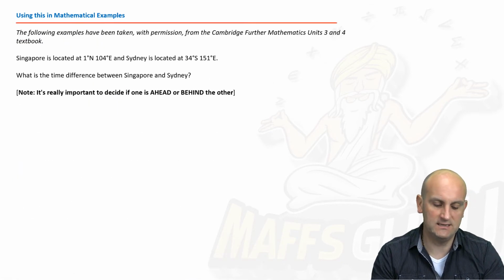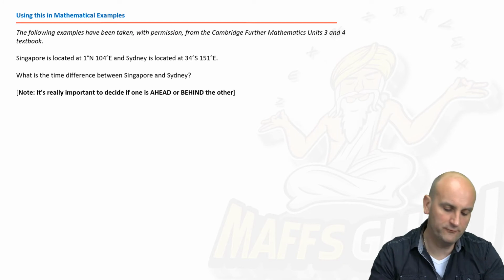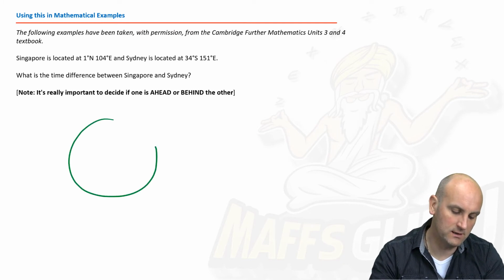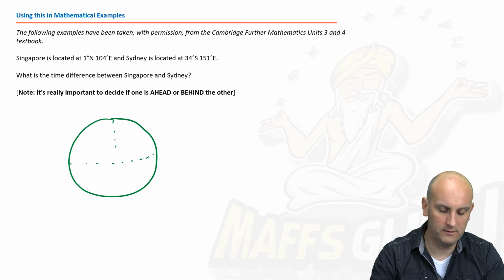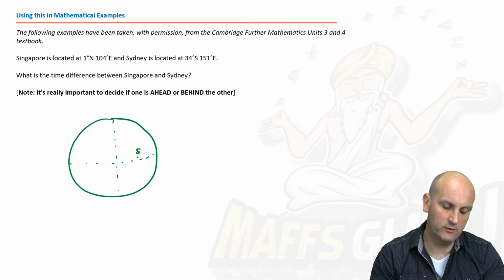Singapore is located at 1 degree north, 104 degrees east. So here is my map. Here is my equator. Here is London. So 1 degree north, 104 degrees east. So there we go. So let's say that is Singapore, and Sydney is located at 151 degrees east, so over here, but lower.